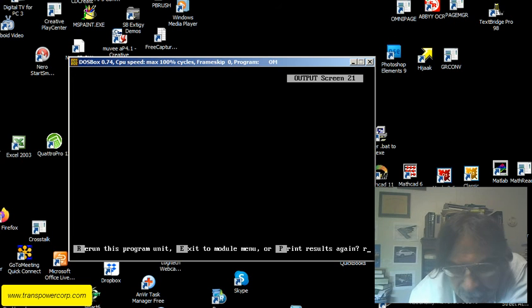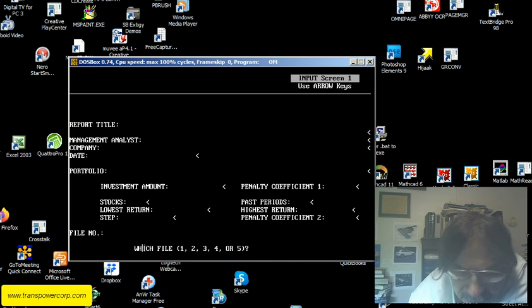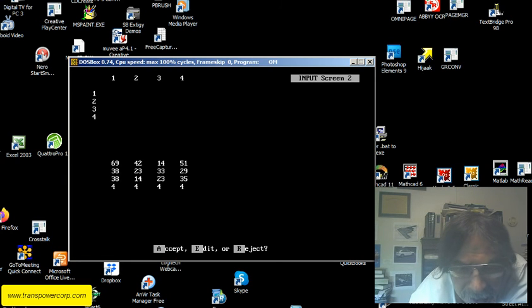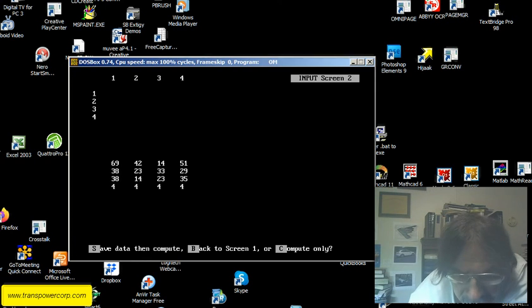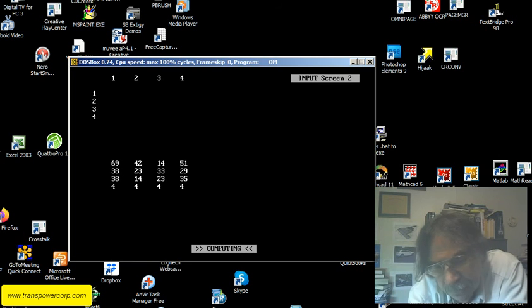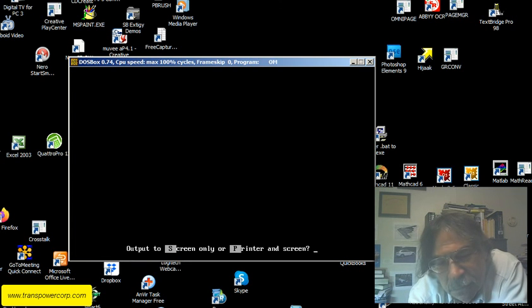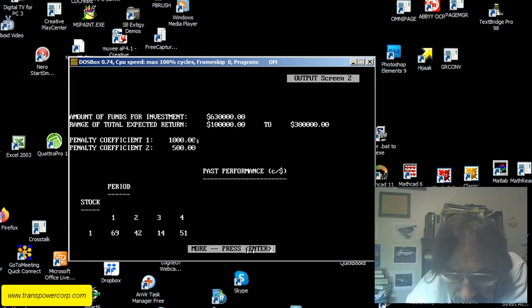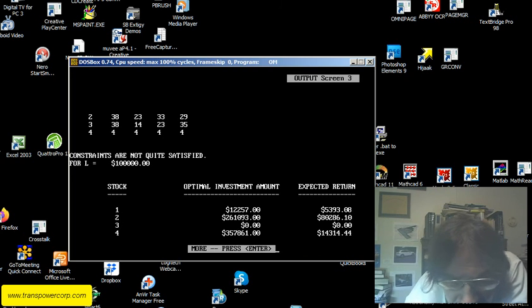Let's see if I remember if I have another one to read. All right, let's look at this one. This is 4 stocks. And you can see the data there. Accept, compute. Screen only, screen length. It's the past performance.